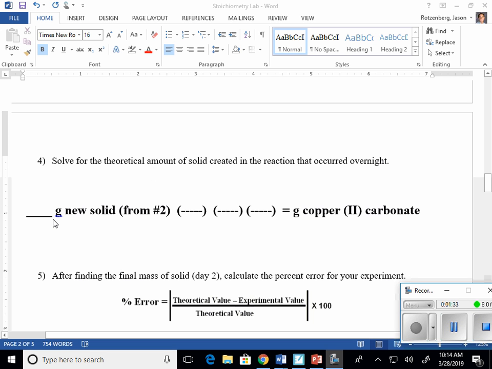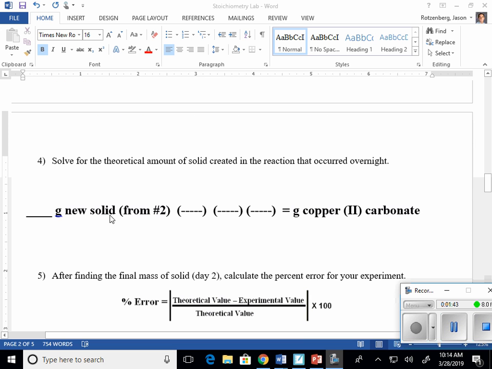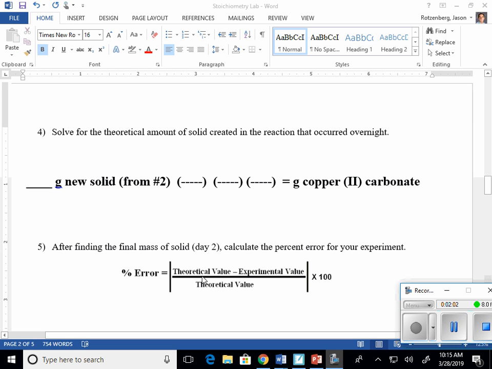Question number 4, start with your answer from number 2. Remember, in number 2 you solved for the grams of the new solid from aluminum. Start with that and do your 3 steps of Stoich to solve for grams of copper 2 carbonate. That grams of copper 2 carbonate is what we would refer to as the theoretical amount. How much of that green patina should you have created? You need that value to calculate your error.